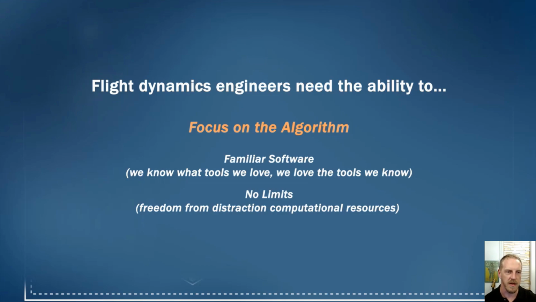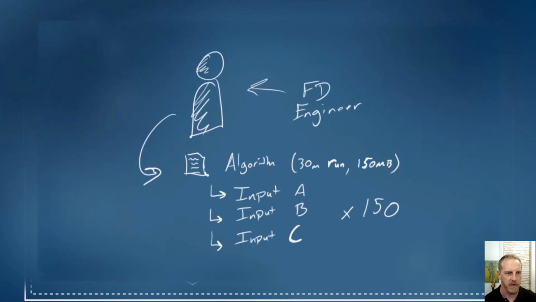The other thing is no limits, right? If you have freedom from computational resource, you're able to do a lot more. Just think about how you would approach algorithm development if you were able to say, oh, I can run this on as many CPUs as I want and not have to think about it. So that's what we like to do, is really make sure that those two things are part of our design first and foremost. So looking at a specific example, let's say we have an algorithm that takes 30 minutes to run and generates 150 megabytes, and we need to run that against 150 permutations.